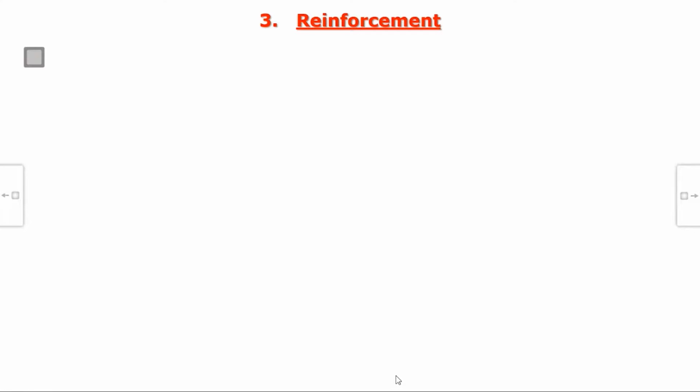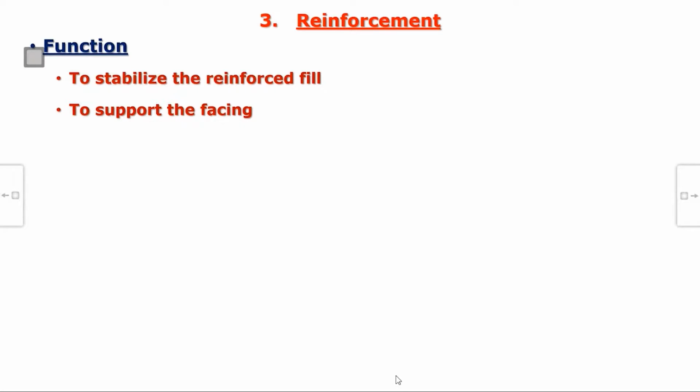Now, see in brief about these components. What are these components of RE wall, reinforced earth wall? We'll see in detail. So, first let us say reinforcement. Now, what is the function of reinforcement? To stabilize the reinforced fill. Yes, that is one function, because through that only we are mobilizing this reinforcing action. So it is stabilizing the reinforced fill. That is the main function. Another function is to support the facing.